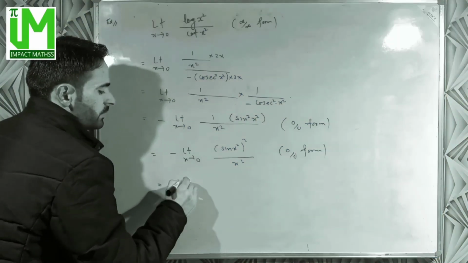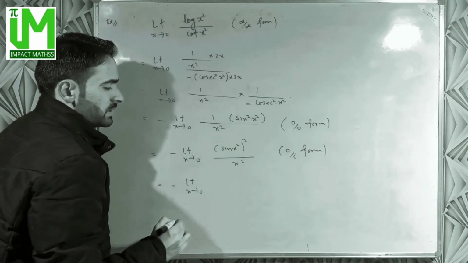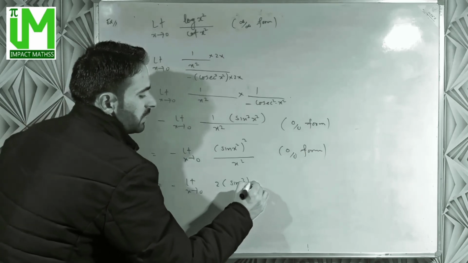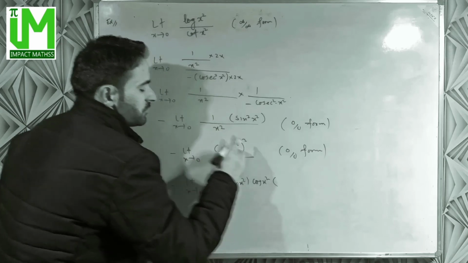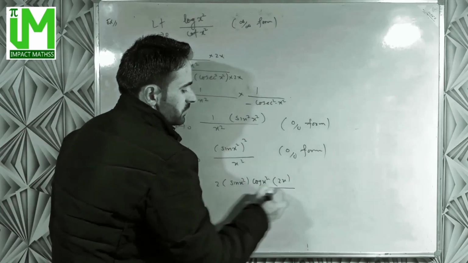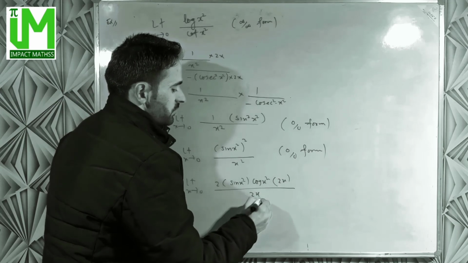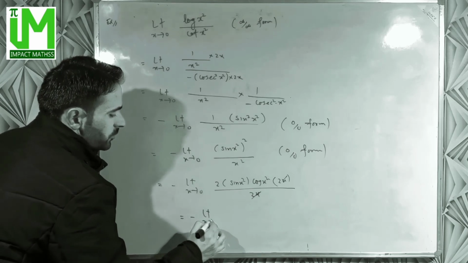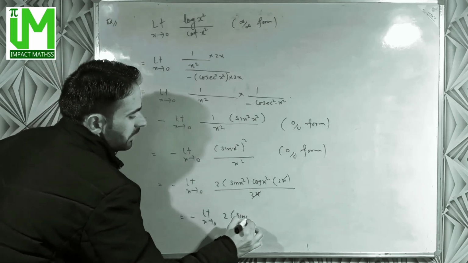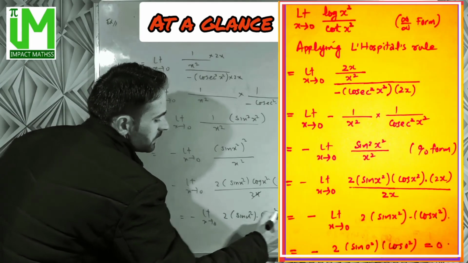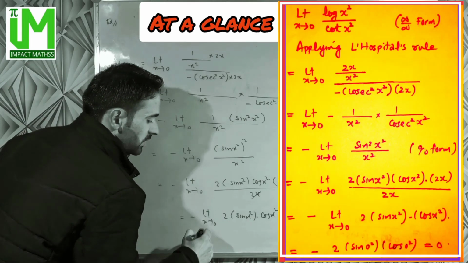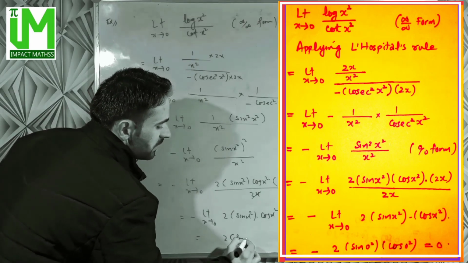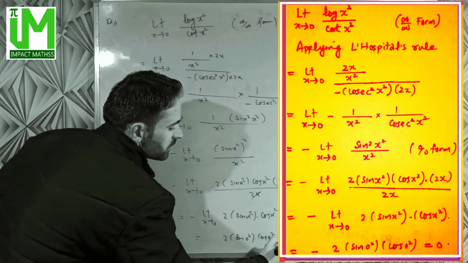Thus the limiting value will be the derivative of the numerator divided by the derivative of the denominator. So it will be 2 sine x square into cos of x square into the differentiation of x square, 2x, divided by the differentiation of x square, 2x, and 2x cancels again. So it will be minus limit x approaches 0, 2 sine of x square into cos of x square. Now we can use the limiting value because the indeterminate form has been avoided. So it will be 2 into sine of 0 square into cos of 0 square, so it will be 0.